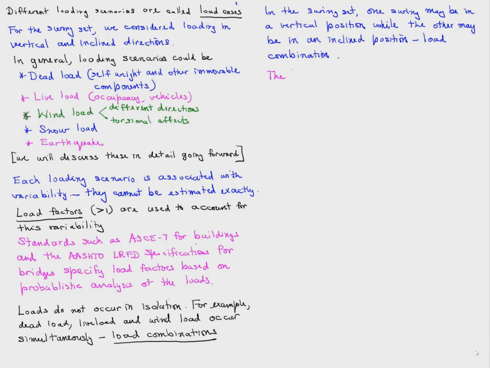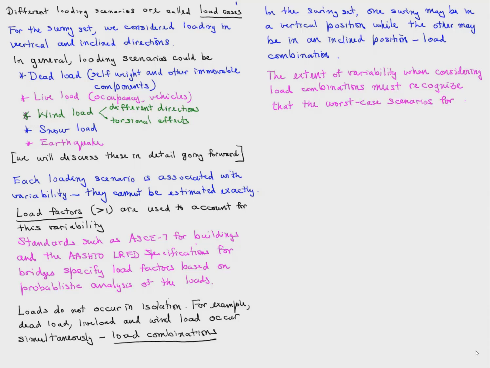The extent of variability when considering load combinations must be recognized because the worst case scenarios for all the load cases are unlikely to occur simultaneously. So to account for this, for example, ASCE 7 specifies some factored load combinations such as these.